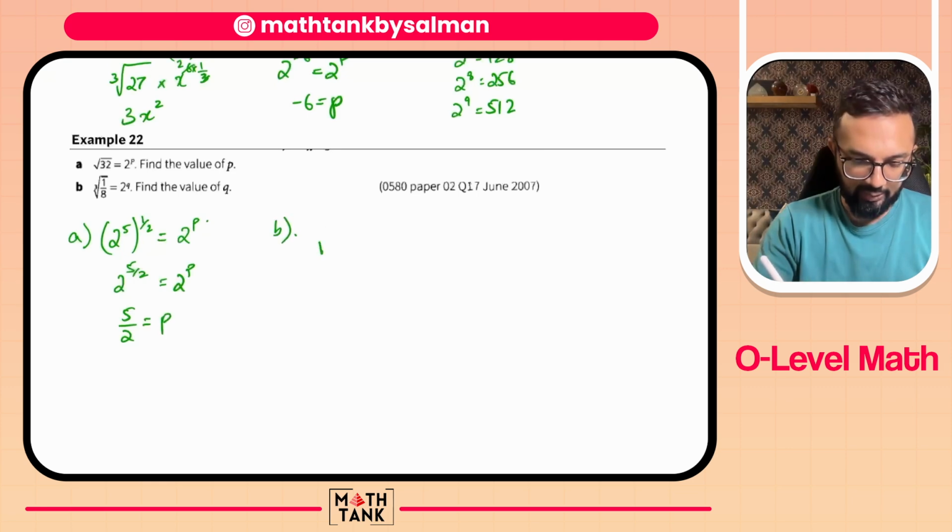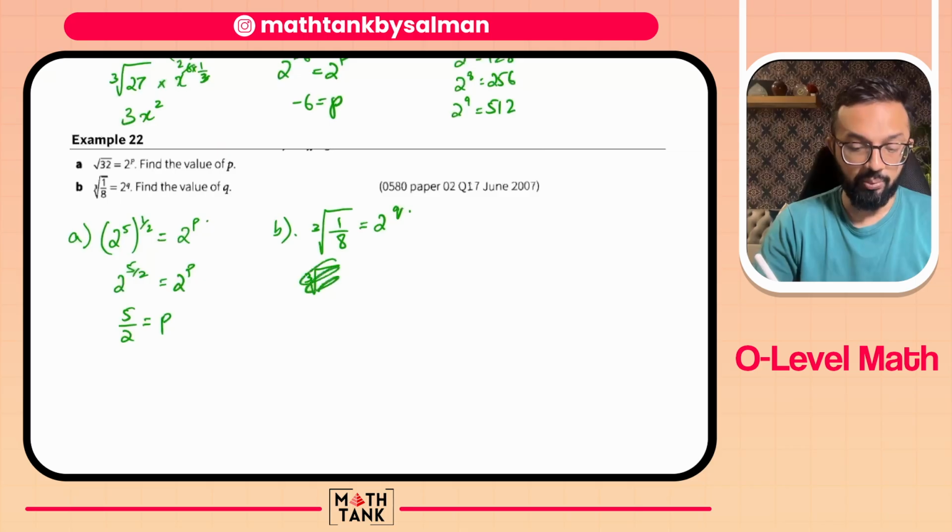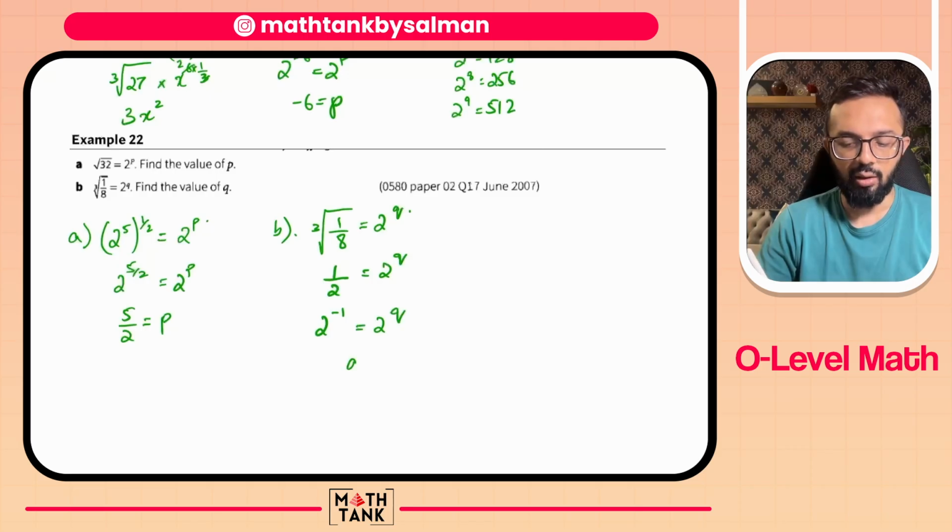Let's deal with part B. That's cube root of 1 over 8 equals 2 power q. Cube root of 1 over 8 should just simply be 1 over 2. Why should I bother simplifying it any further? When it's in the denominator, can I bring it into the numerator and say this is 2 power minus 1? The q should actually be just minus 1.